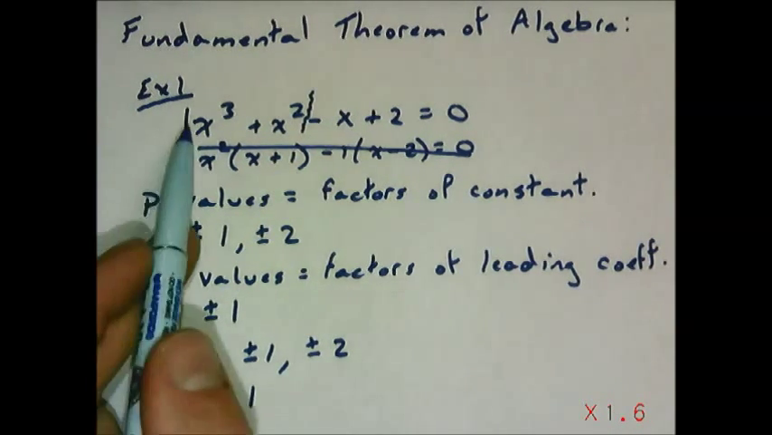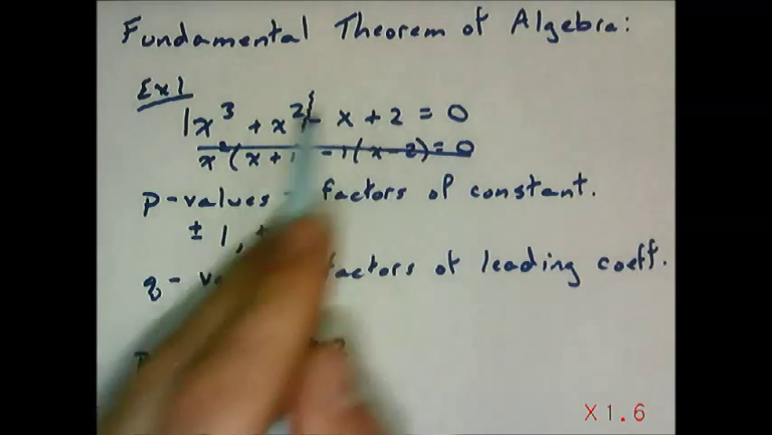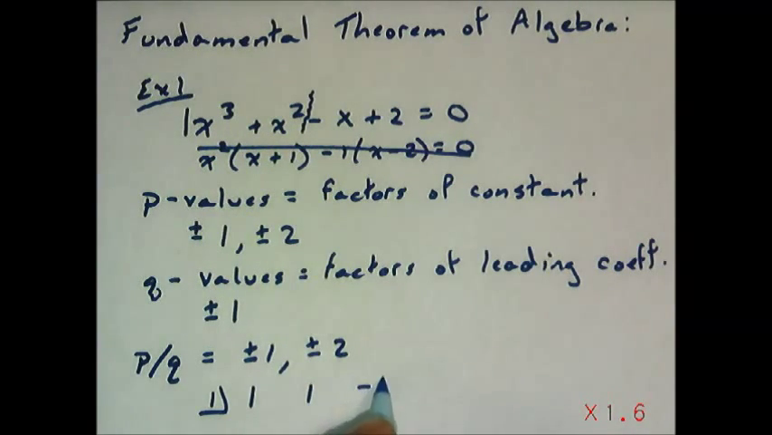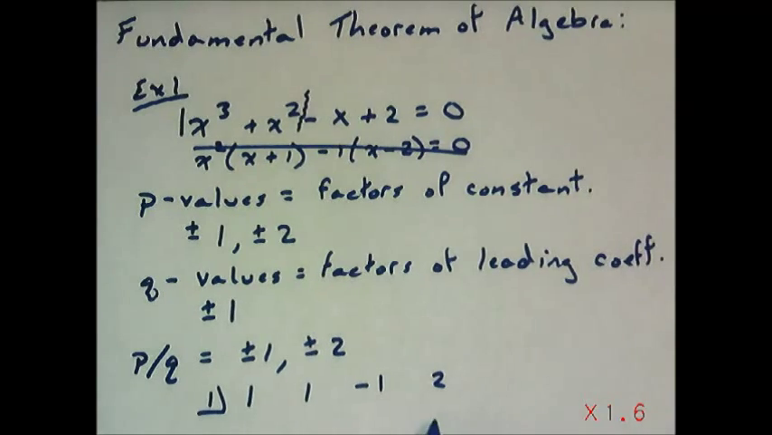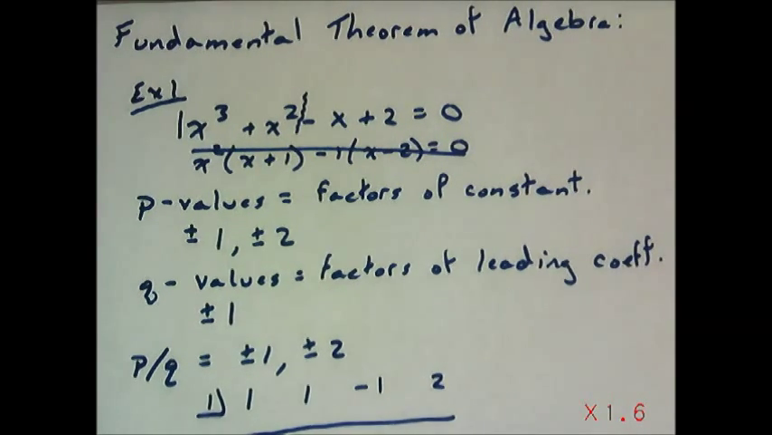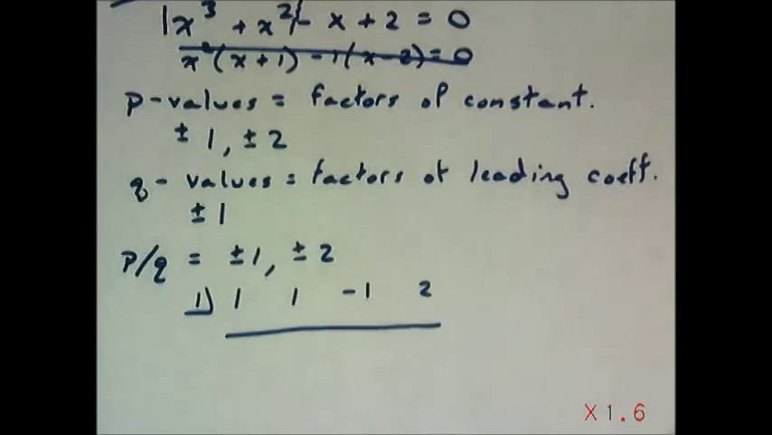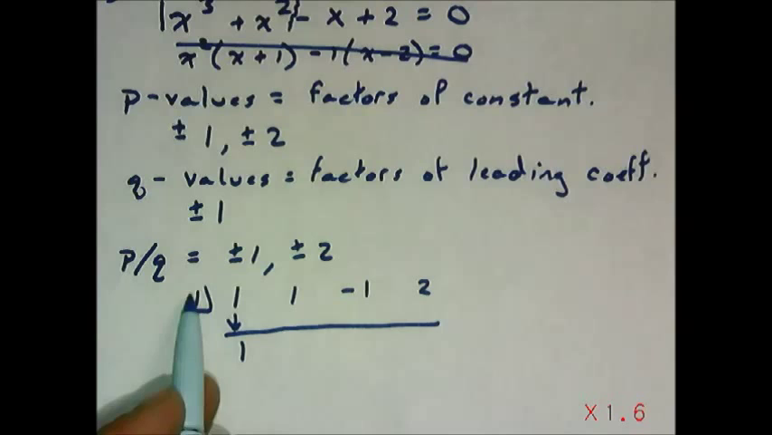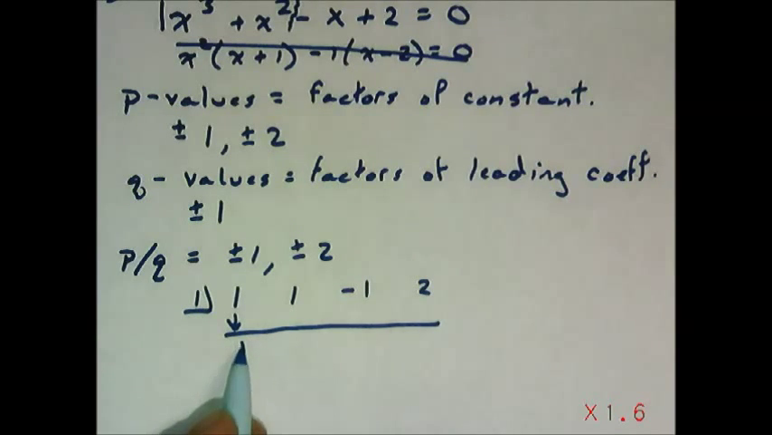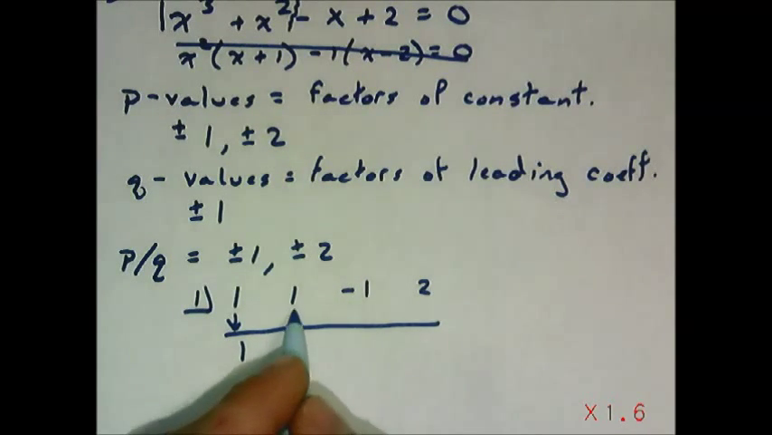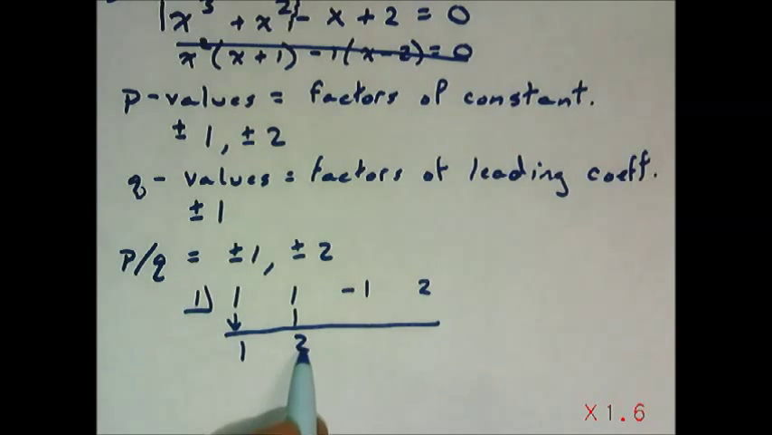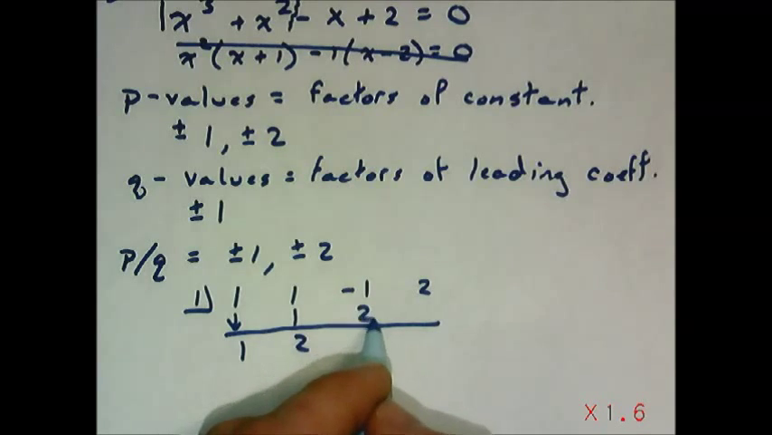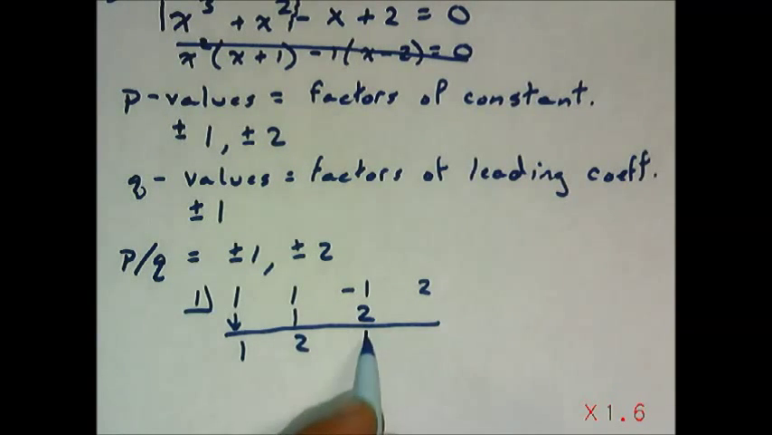Remember, with synthetic division, we're going to take the coefficients of each of our terms. So we have 1, 1, negative 1, and 2. I'm going to go ahead and bring down my first term. I'm going to multiply the boxed number by the number on the bottom and bring it to the top. I'm going to add down, do the process again. 1 times 2 is 2, add down. 1 times 1 is 1, add down.